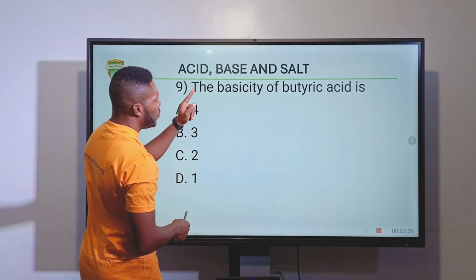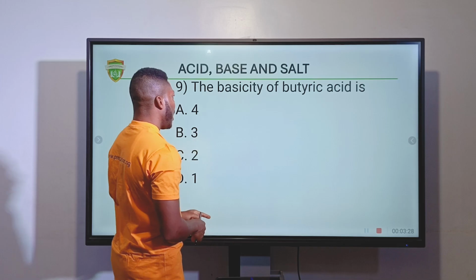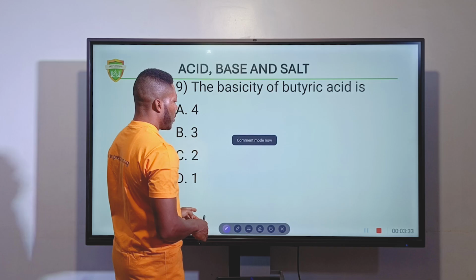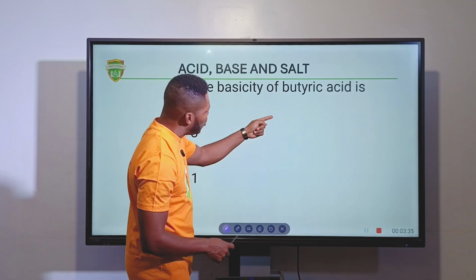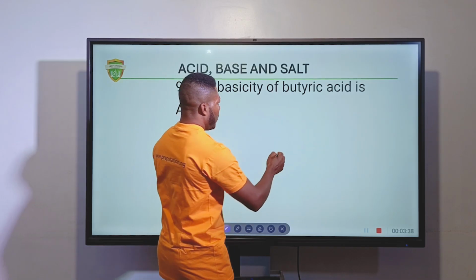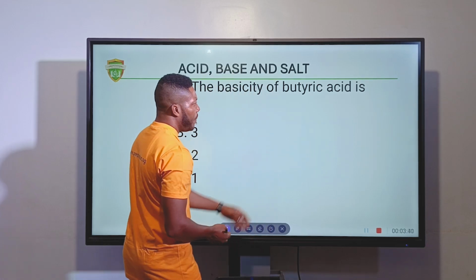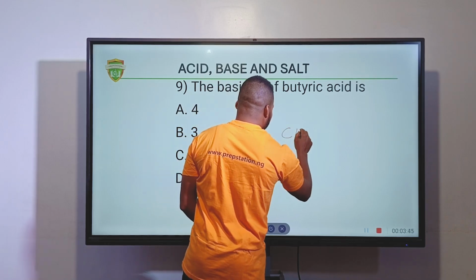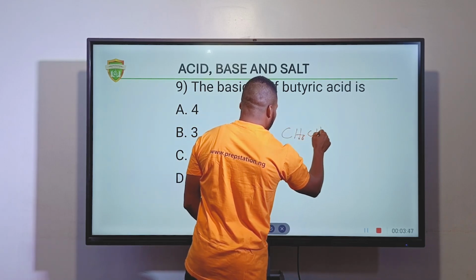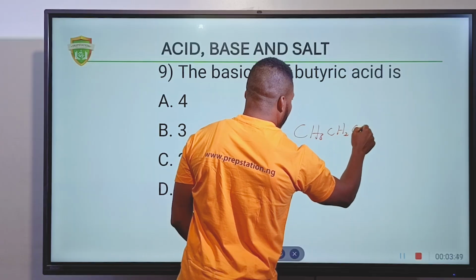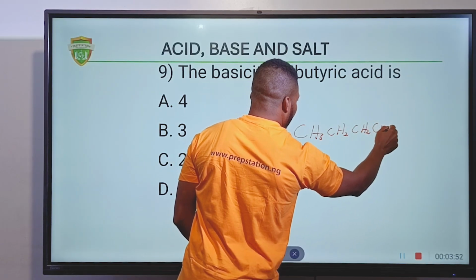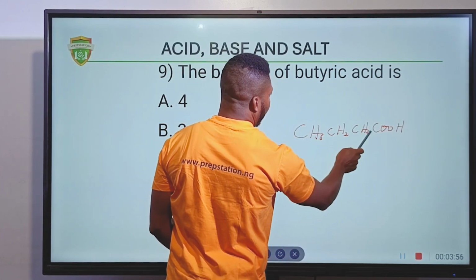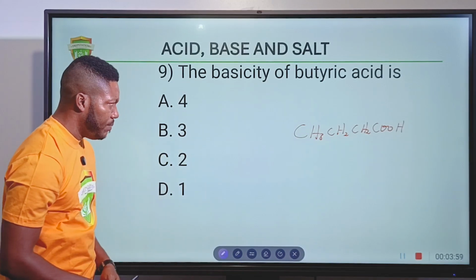The basicity of butyric acid is, I just defined what basicity is a few minutes ago. So what is the formula of butyric acid? Butyric acid comes from the word butene, which contains 4 carbon atoms. So let's go by structure: CH3, CH2, CH2, COOH. This is butyric acid, with carbon atoms 1, 2, 3, 4. So what is the basicity?